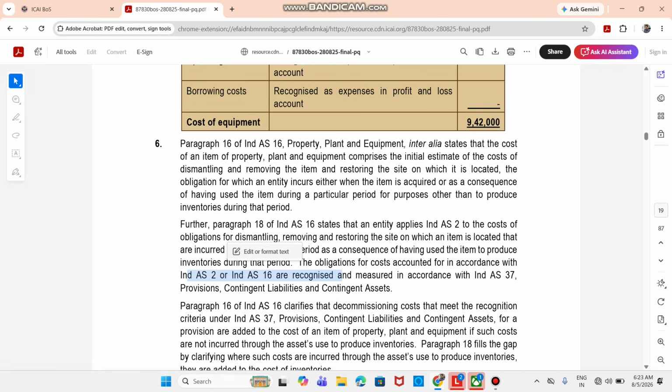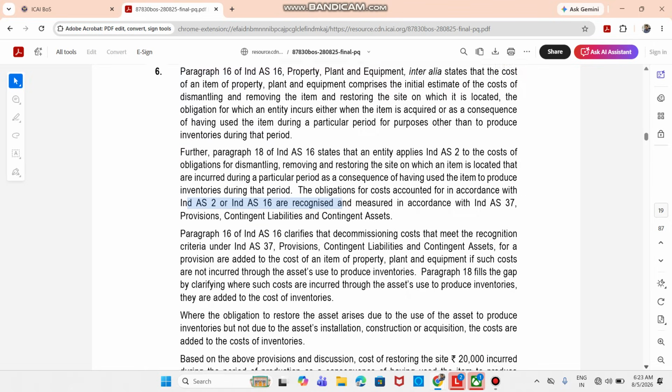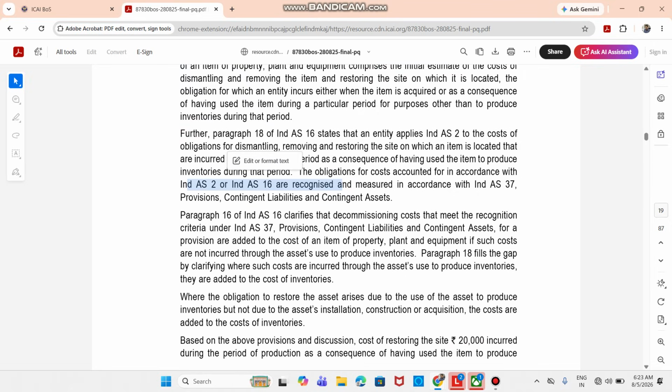So this kind of question has a chance of coming in your MCQs as well. So as per which standard should that specific cost be measured, is it Ind AS 16 or Ind AS 2, Ind AS 37? So your option should be Ind AS 37.